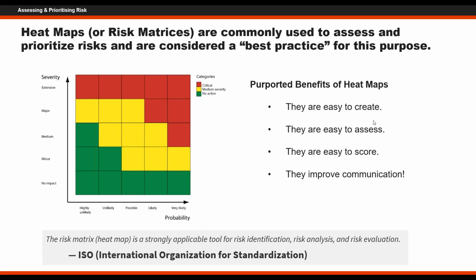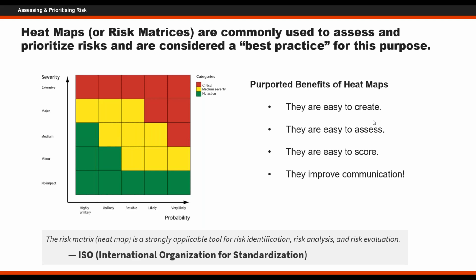It's a very easy thing to create. They're relatively easy to assess. So the structure of it is you're really looking to understand a risk event in two dimensions: the severity of it and the likelihood or the probability that it will happen. And we normally use some sort of ordinal scale to put a rating on those two dimensions of the risk.